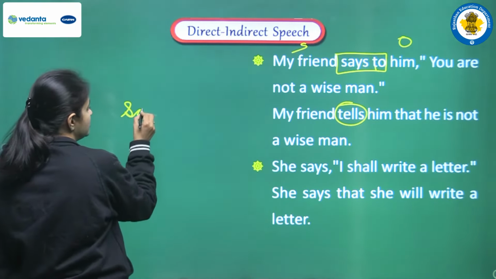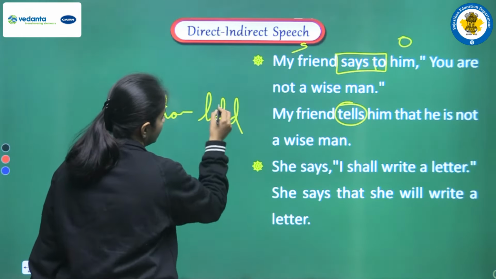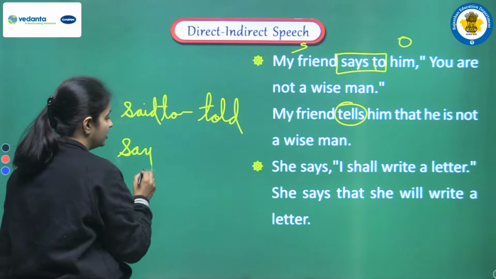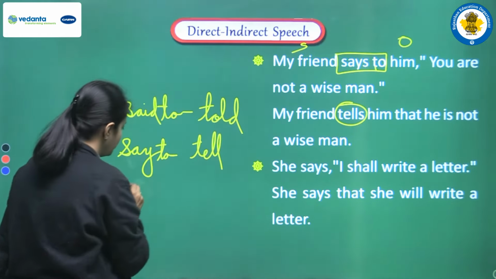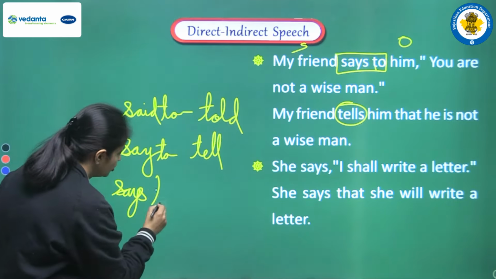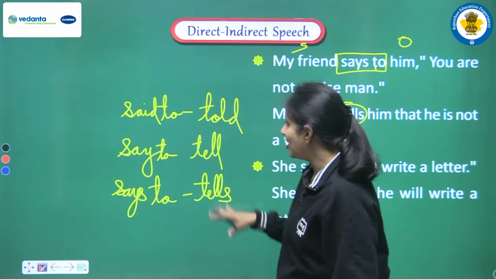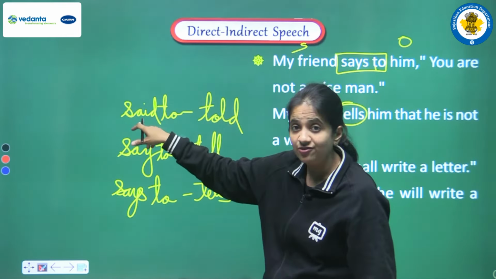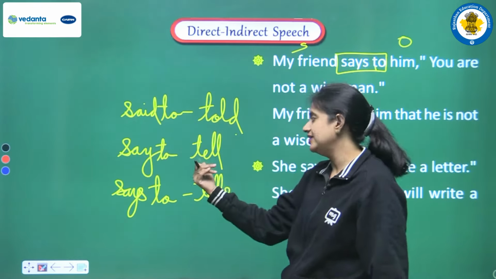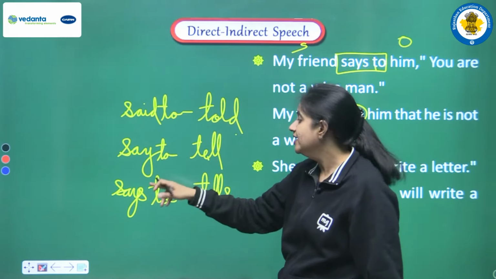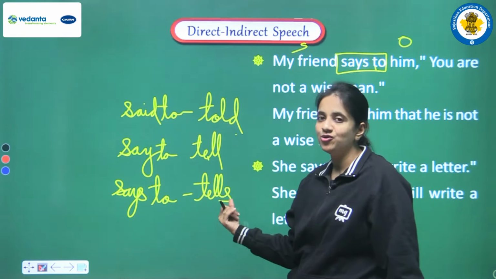Suppose we have said to. So said to will be changed into told. If we have only say to, then it will be changed into tell. And if we have says to, then it will be changed into tells. Okay, so according to this we have to make the changes. Said to, because this is the second form, so here also we have to write the second form, that is told. If we have the first form, then we have to change it into the first form, that is tell. If we have s or es with the first form, then when we are converting, we have to maintain the same form.